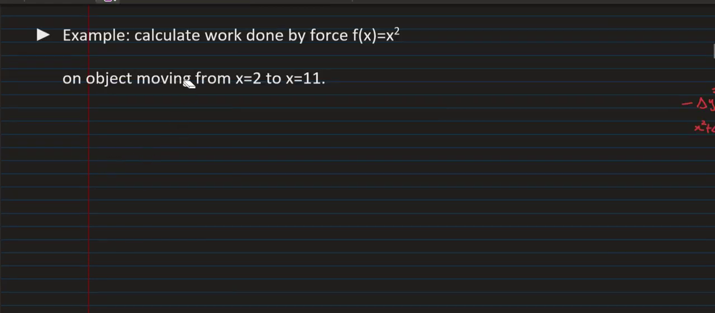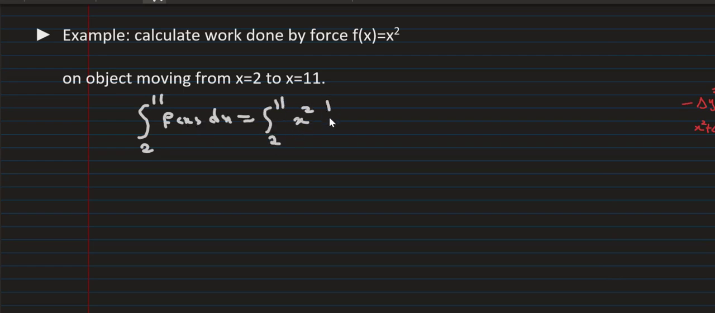For example, if we want to evaluate the work done by force f(x) on an object moving from point 2 to point 11, it will be equal to the integral from 2 to 11 of f(x) dx, and it is very easy in single-variable calculus to calculate this integral, from 2 to 11, which is equal to 1 over 3.